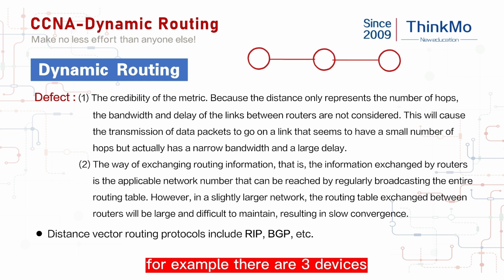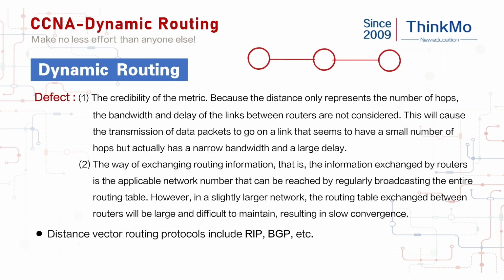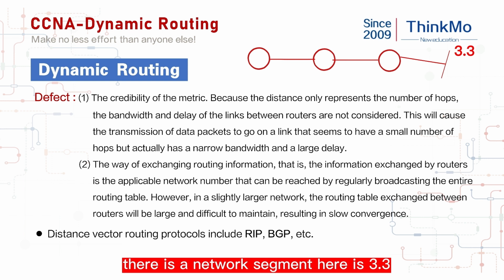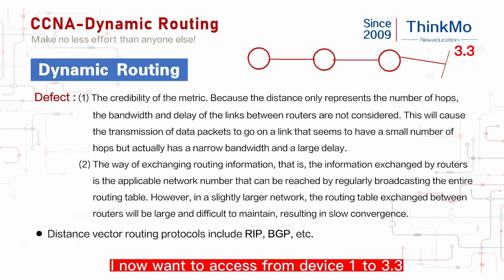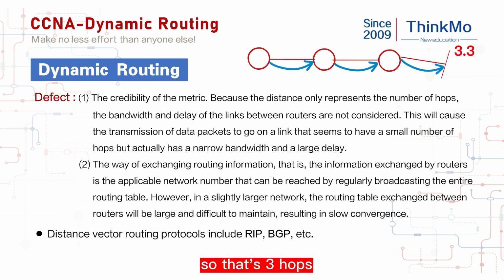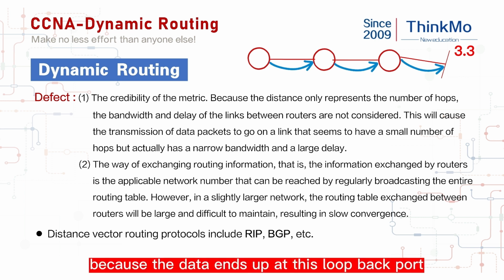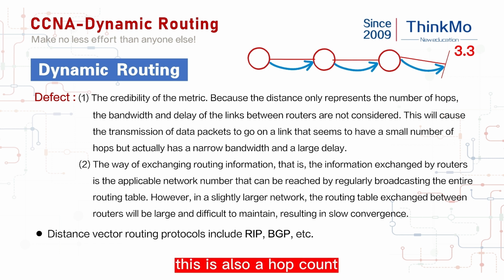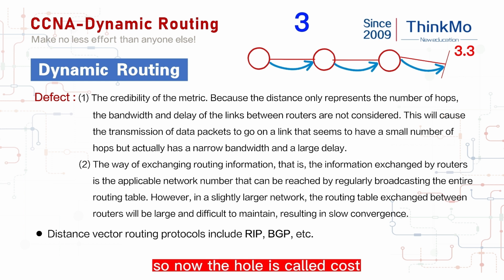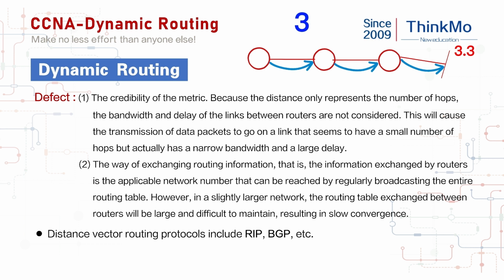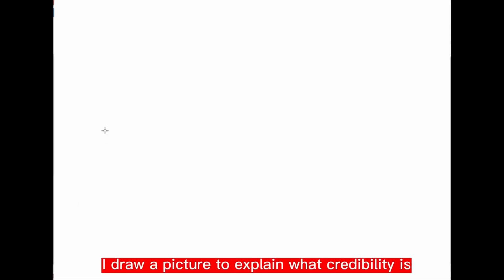For example, there are 3 devices. There is a network segment here, 3.3. I now want to access 3.3 from device 1. So that's 3 hops, because the data ends up at this loopback port. This is also a hop count. It considers 3 hops, so now the whole is called cost, or called metric. Going to 3.3 is 3 hops. But in this case, credibility is low. I draw a picture to explain.